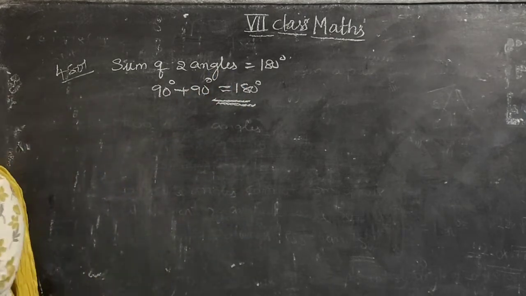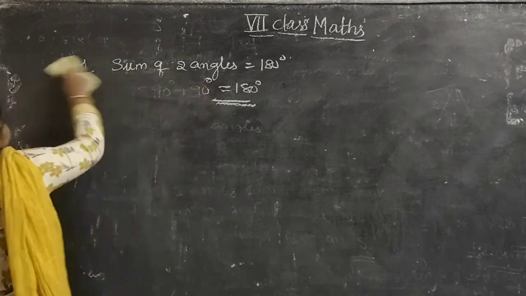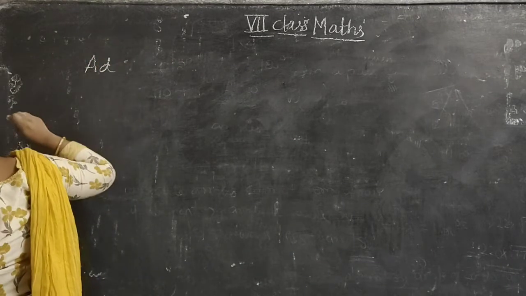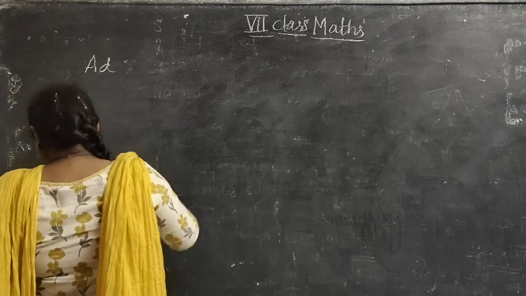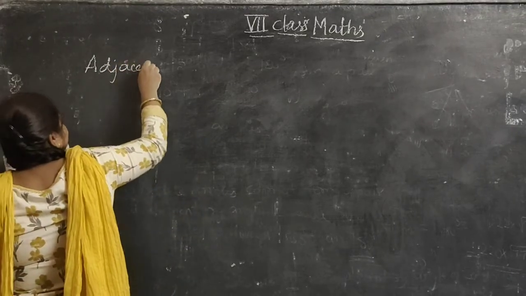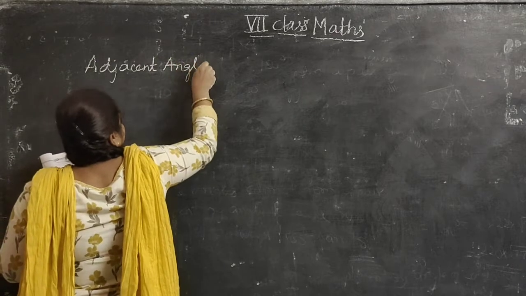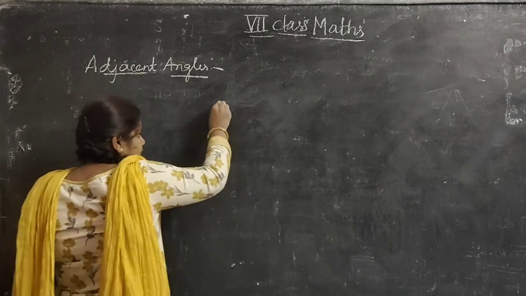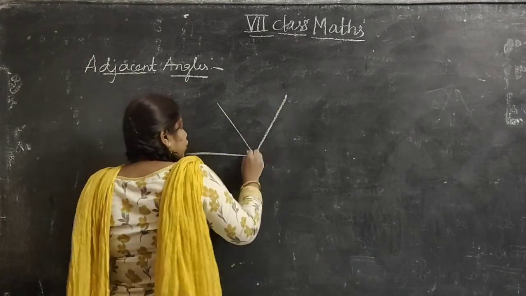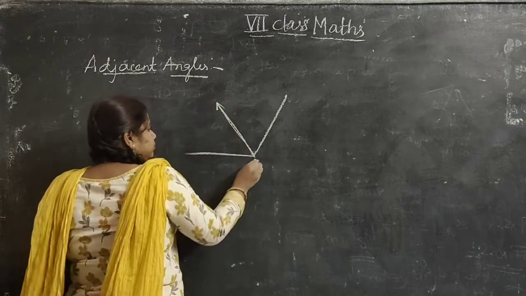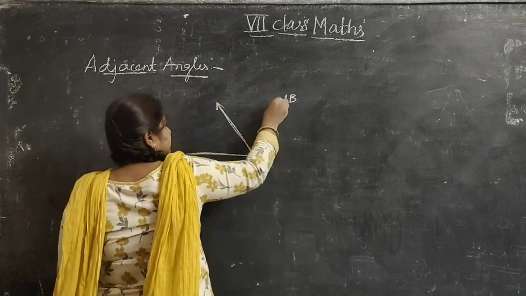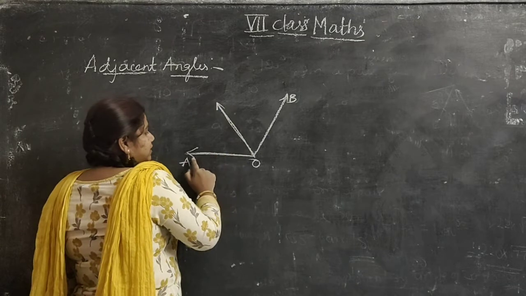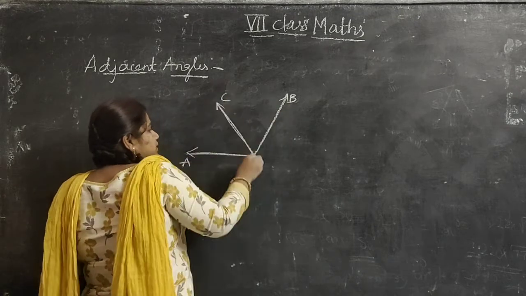Next is adjacent angles. So our next topic is adjacent angles. What do you mean by adjacent angles? Any two angles having a common arm. This is a common arm here. So any two angles having a common arm, in this angle AOB, this OC is a common arm.